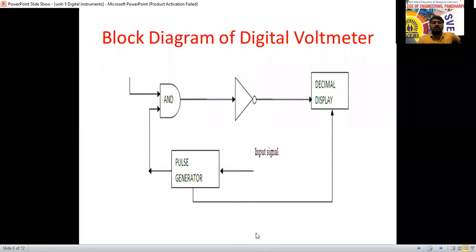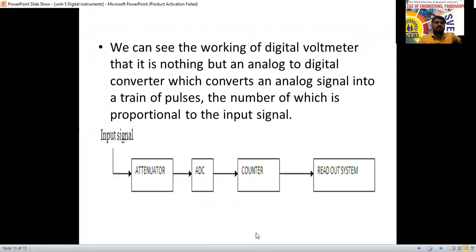Now we can see the working of the digital voltmeter directly from this block diagram. We take the input signal here, and here we consider an attenuator or amplifier. If the signal is weak, it works as an amplifier. If the signal is very high, it attenuates it to a low or average value.